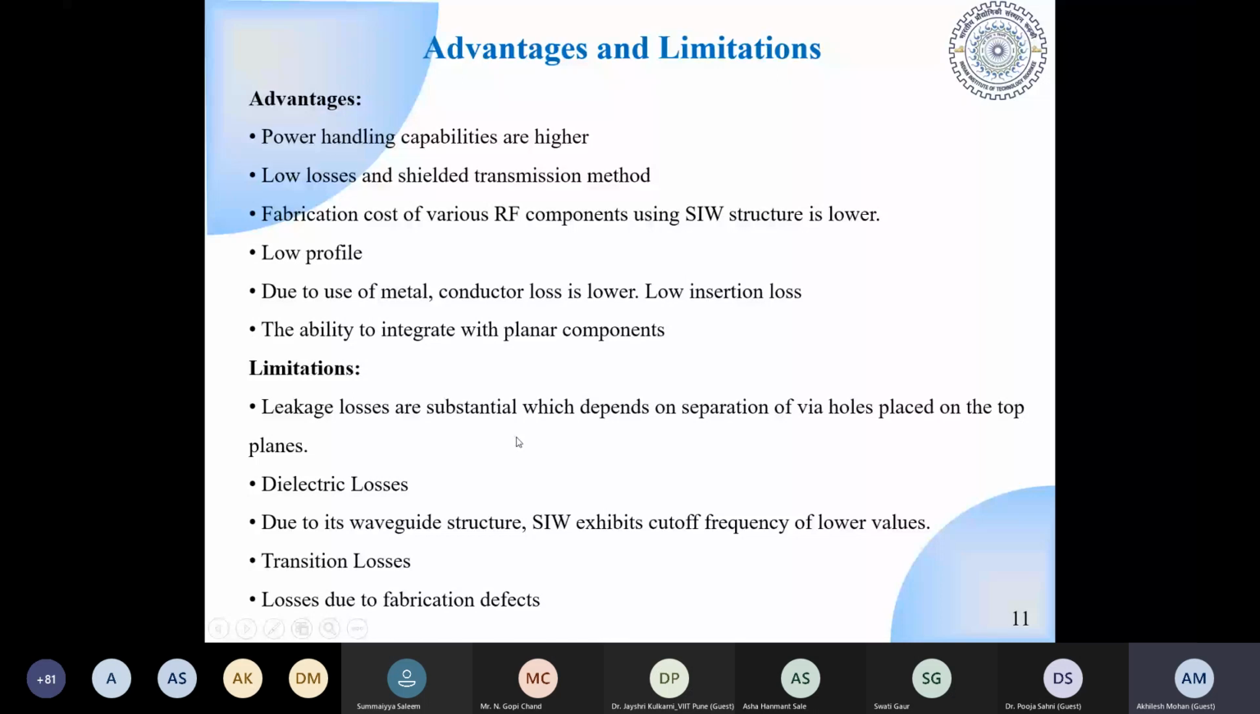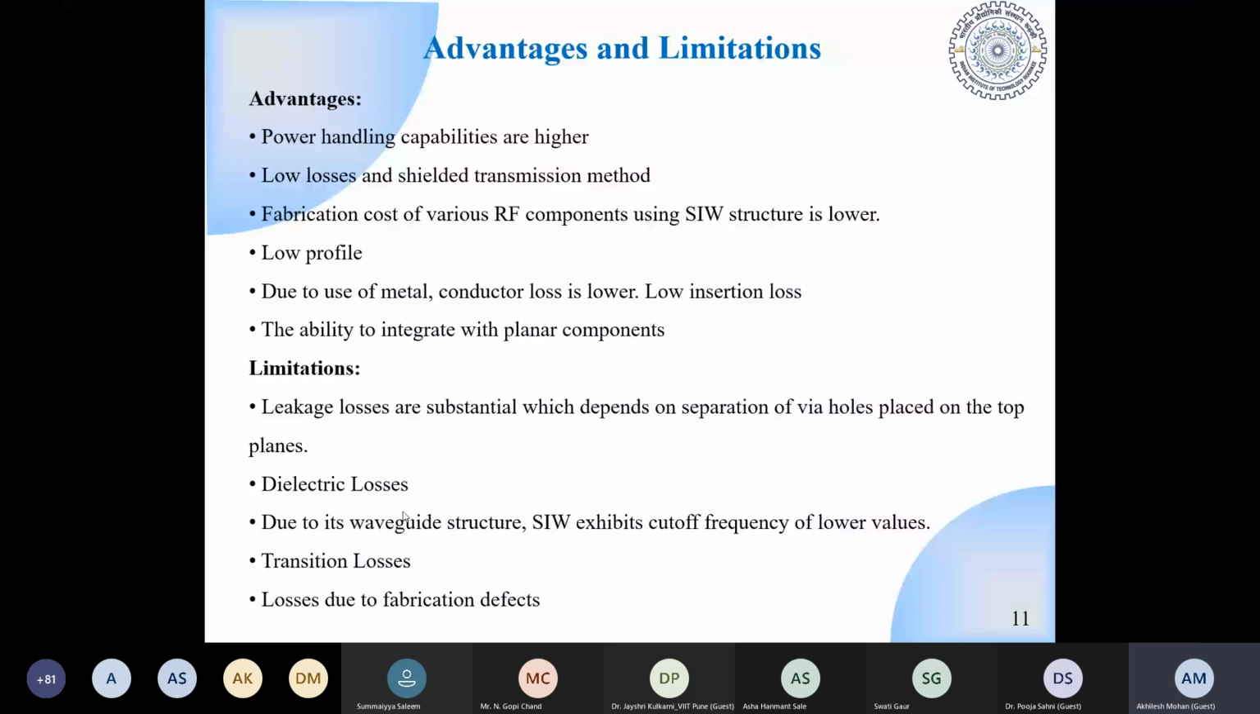The limitation is that they are not wave guiding structures, but SIW is a guiding structure. Microstrip line based structures can support all frequency components because they support the TEM mode, which has a cutoff frequency of 0 hertz. So you can design components from 0 hertz to any frequency. But with a guiding structure, there will be some cutoff frequency, and I cannot design below that. I can design only higher frequencies.